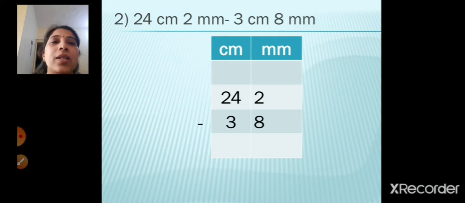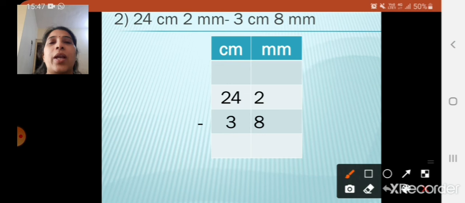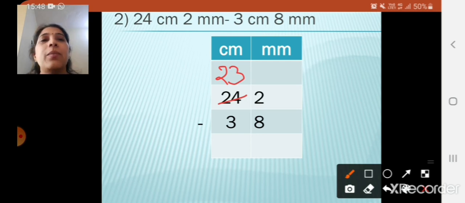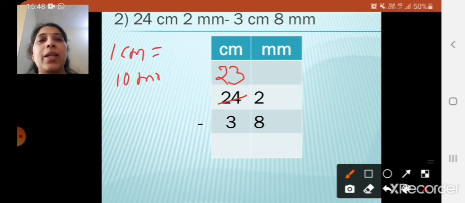Now let's carry out the subtraction. Right. Now 2 minus 8. You cannot carry out the subtraction. Right. So what you will do? You will borrow 1 centimeter. Right. So when you borrow 1 centimeter from 24, what it will become? 24 minus 1 will become 23. Right. Now 1 centimeter is equal to how many millimeter, children? 1 centimeter is equal to 10 millimeter.